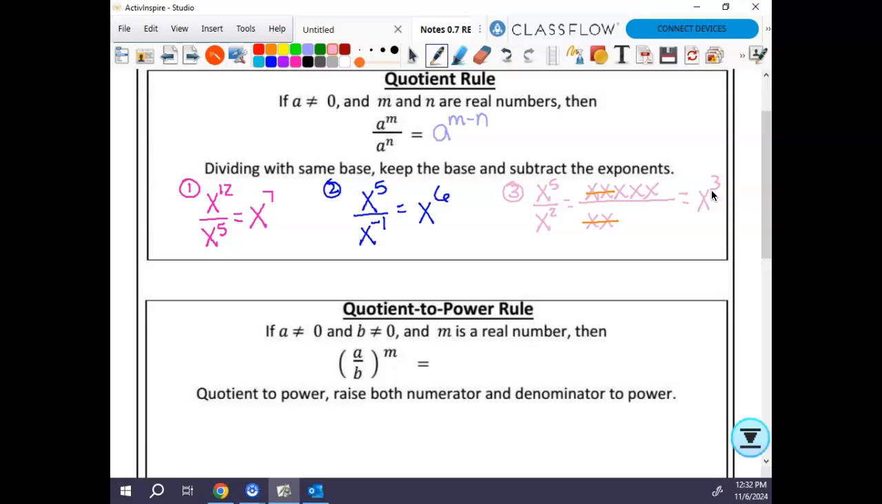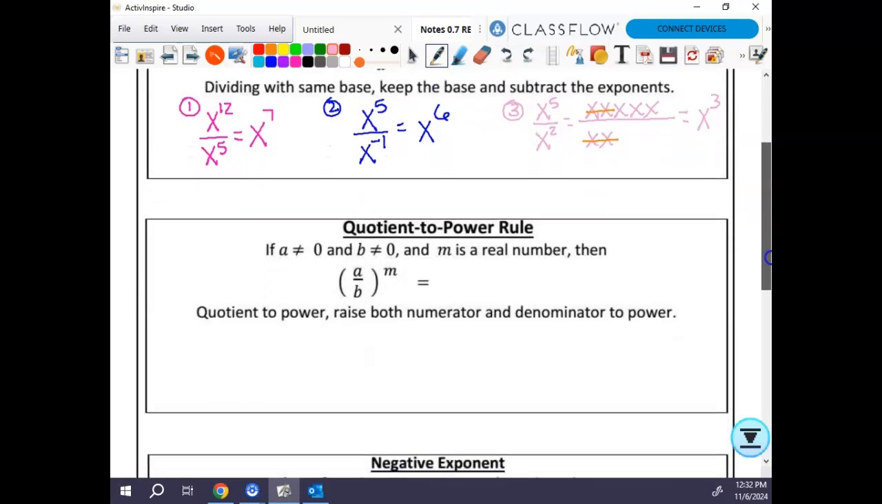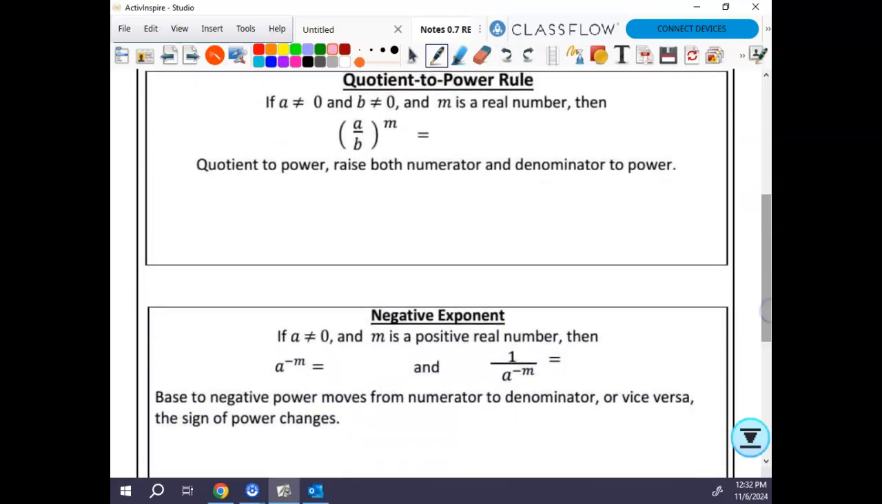Anything? Awesome. All right, so then we have quotient to a power rule. A and B, again, can't be 0, or it would be undefined, or the whole thing would be 0. But you're basically just distributing it again, so this is going to be A to the M over B to the M.